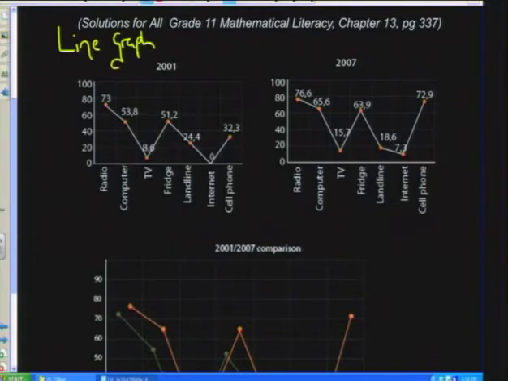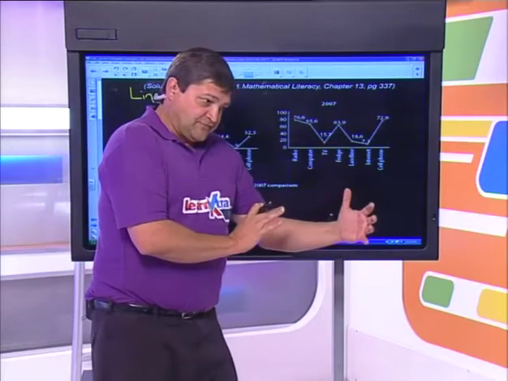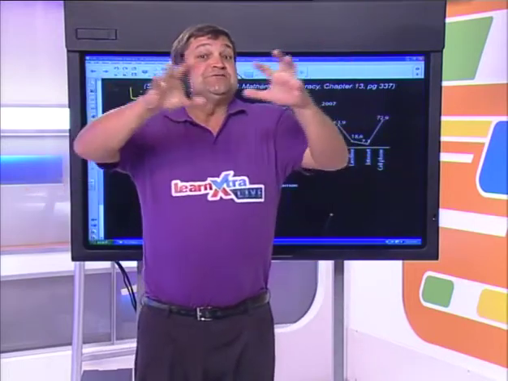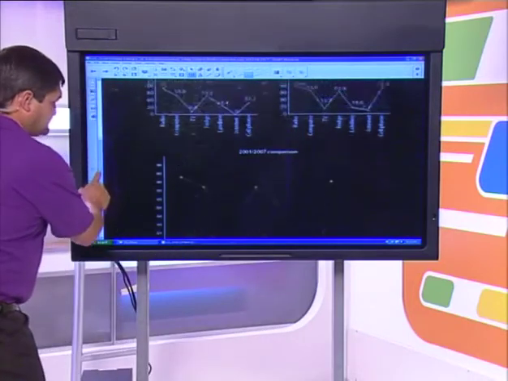2001, 2007. Okay. Two different bits of information. The one graph we'd look at if we're only interested in 2001. The other graph we're going to look at is if we're only interested in 2007. Can we put the two bits of information together? Absolutely. Let's have a look at this.